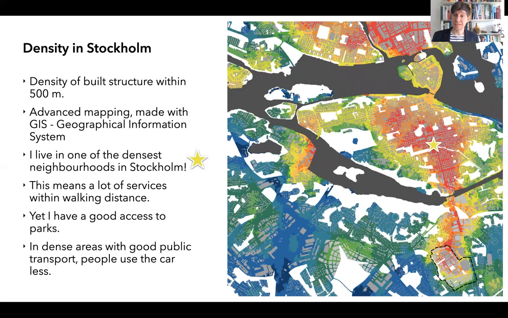Looking at density, this is my city, Stockholm. I am right now at home in the center of the island where you see the yellow star, that is where I am. And this map is a quite advanced map made with GIS technology, so Geographical Information Systems, GIS. And this shows the density of the built structure within 500 square meters from every point in the city. So as you see where I am, it's red. It means that this is one of the densest areas of Stockholm.